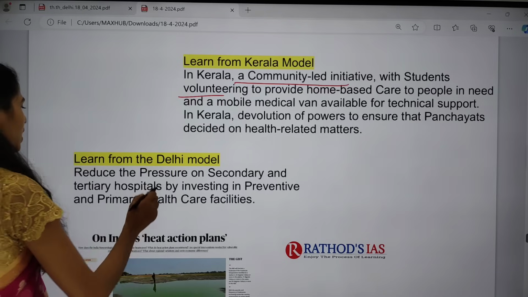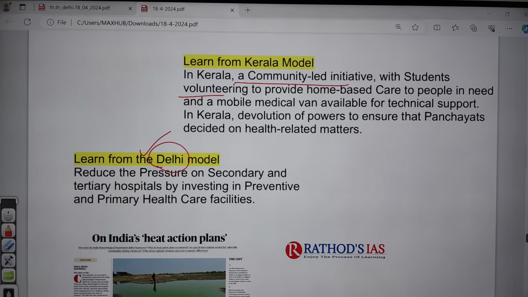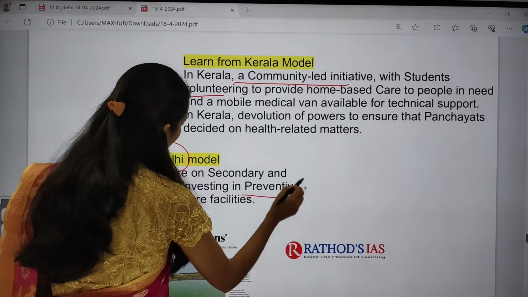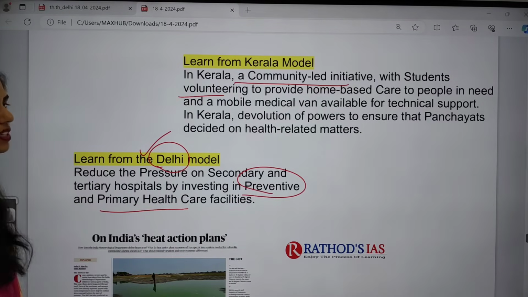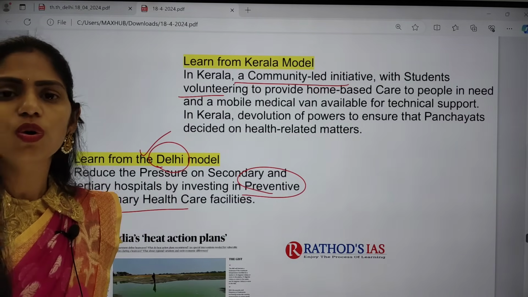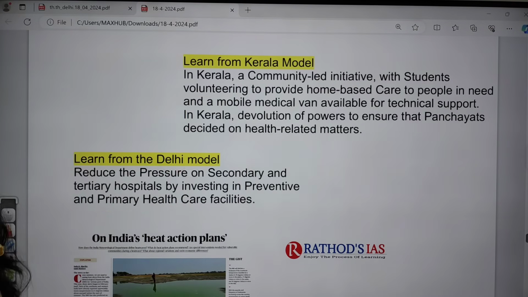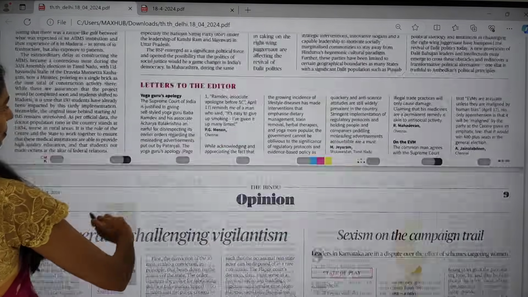And we can learn even from the Delhi model. In the Delhi model, they are focusing on reducing the pressure on secondary and tertiary hospitals, especially by focusing on preventive and primary healthcare facilities. In this way, we can focus on these areas so that we can address this problem of a very low or poor doctor to population ratio. Clear? And now let us move on to our page.